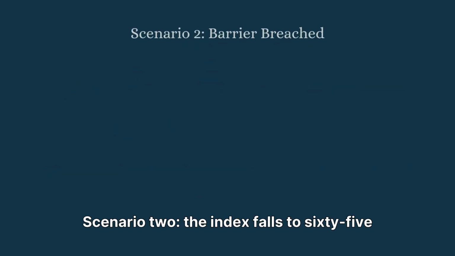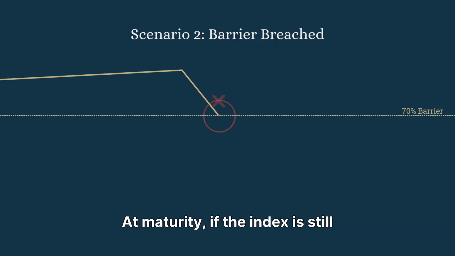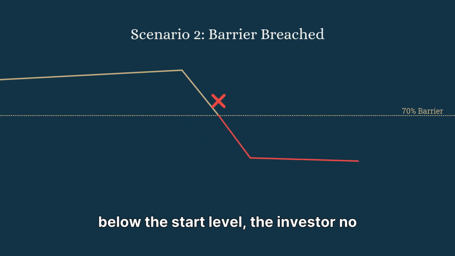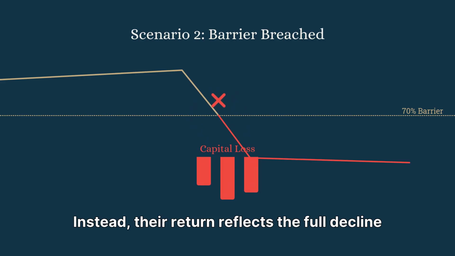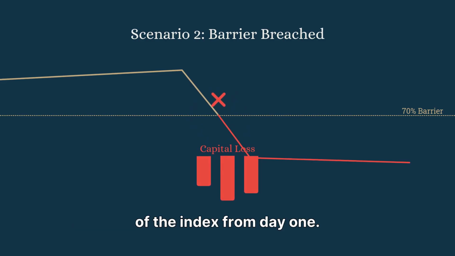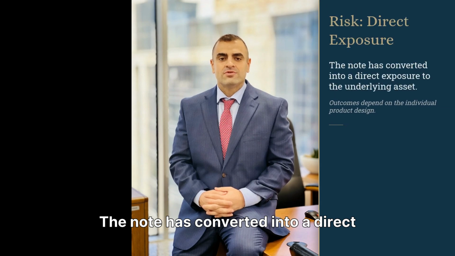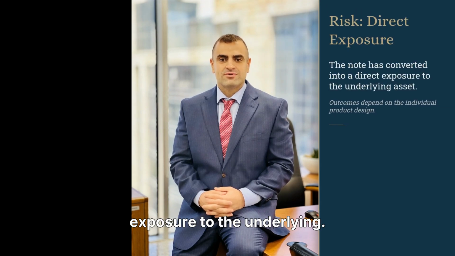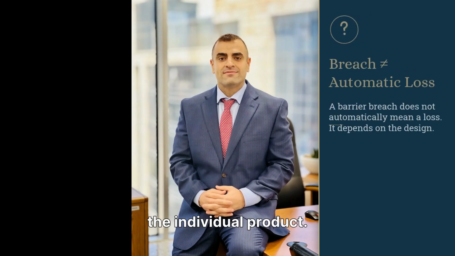Scenario 2. The index falls to 65% at some point. The barrier is breached. At maturity, if the index is still below the start level, the investor no longer receives the protected payoff. Instead, their return reflects the full decline of the index from day one. The note has converted into a direct exposure to the underlying. Note that specific outcomes always depend on the individual product.